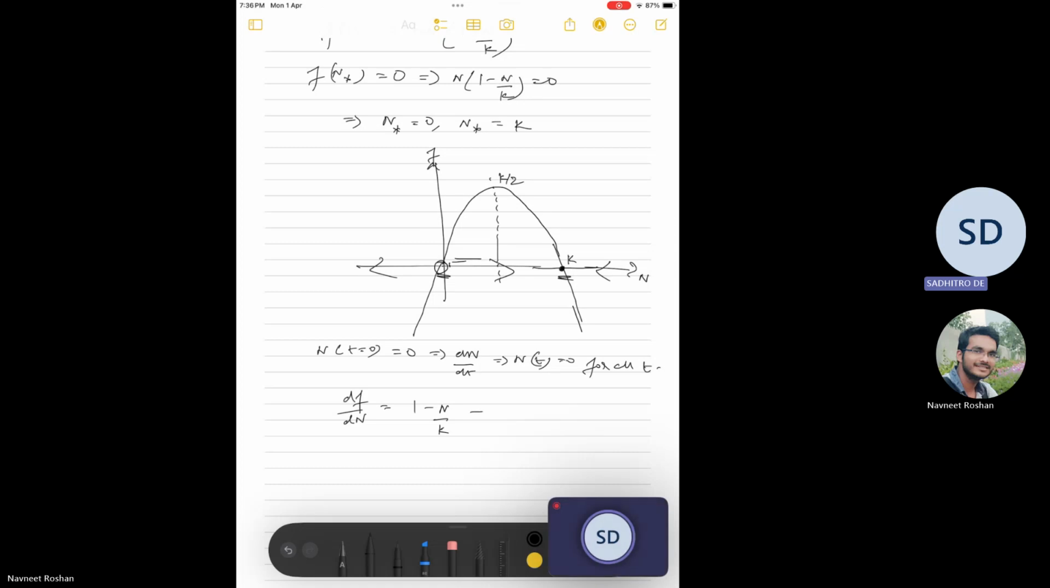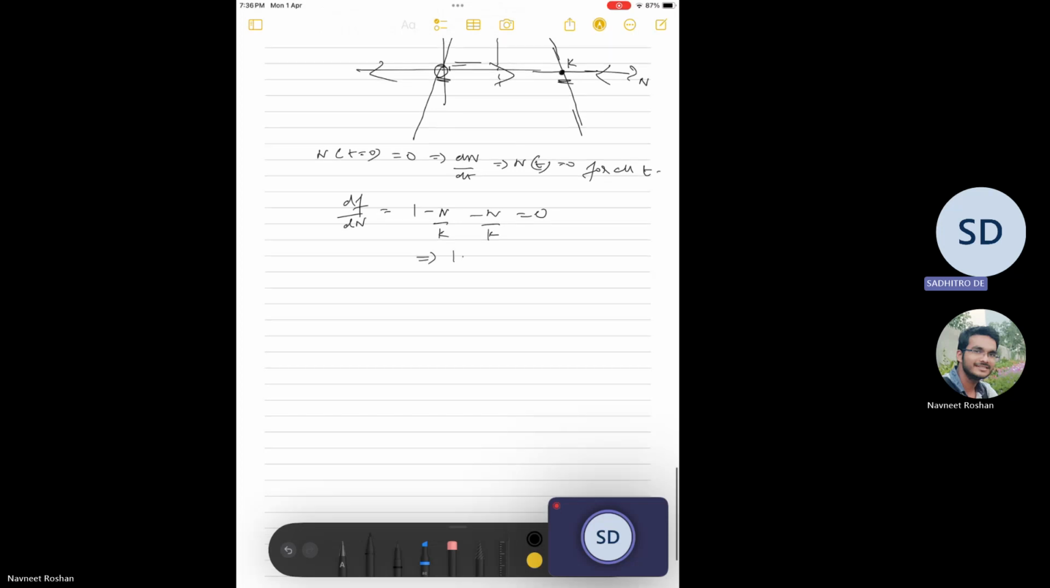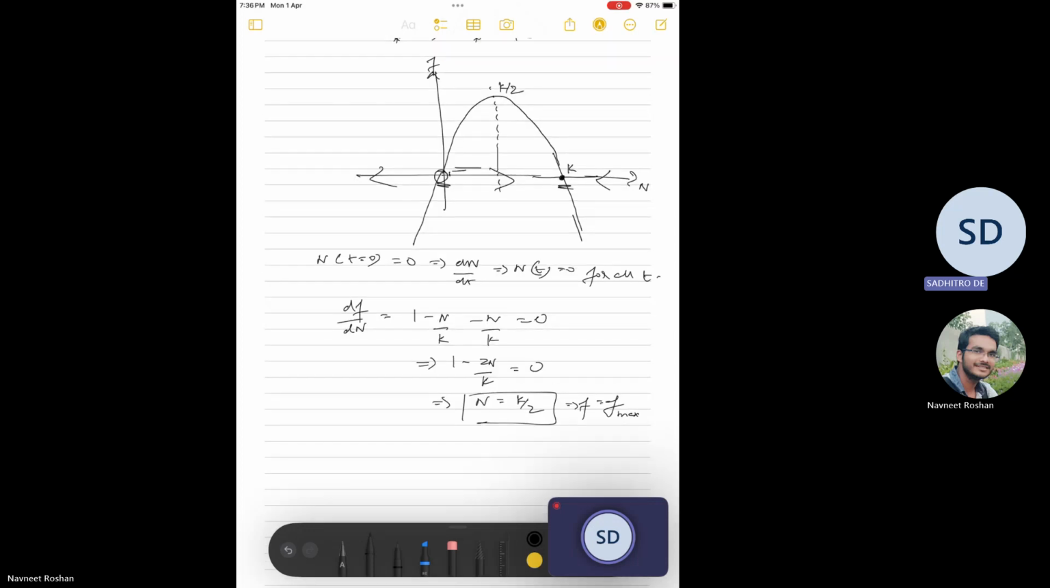Taking n common, we set n into (1 minus 2n by k) equal to 0, right? So from this we get 1 minus 2n by k equal to 0, which implies that n should be equal to k by 2. So this is the point where f is equal to f max. This is the maximum growth rate point. Beyond this point, the growth rate gradually decreases because f is decreasing over here. So the growth slows down beyond this point, and finally it stabilizes as it approaches this fixed point.